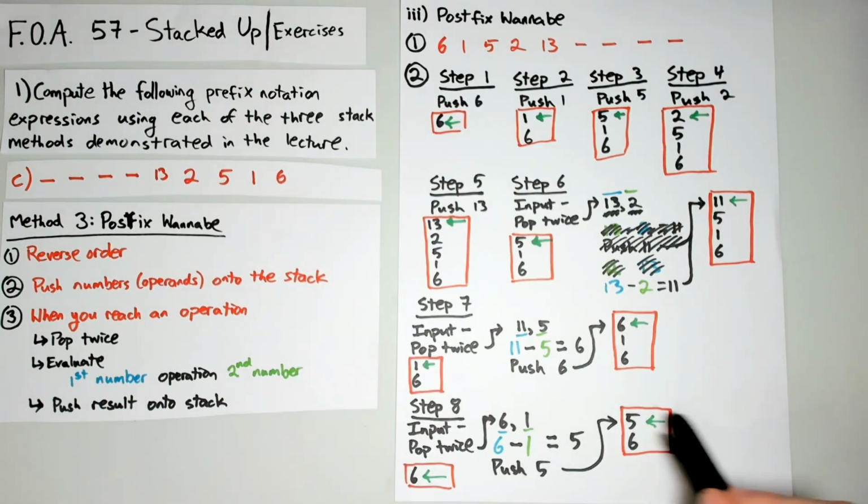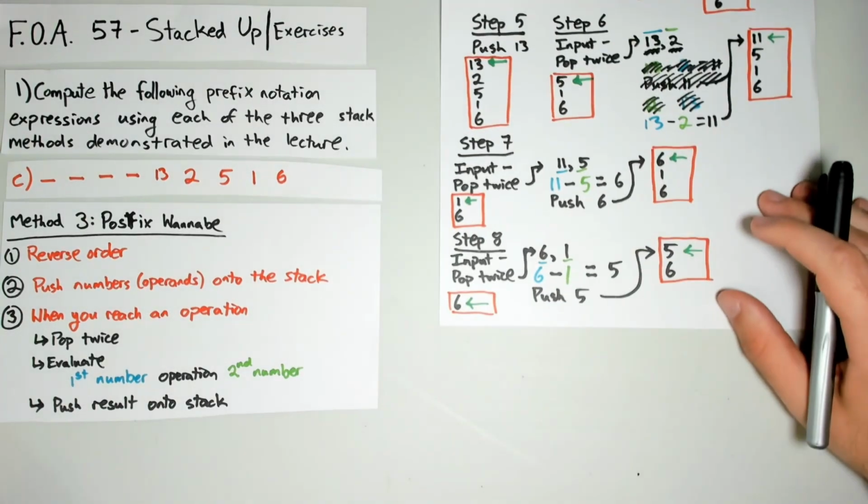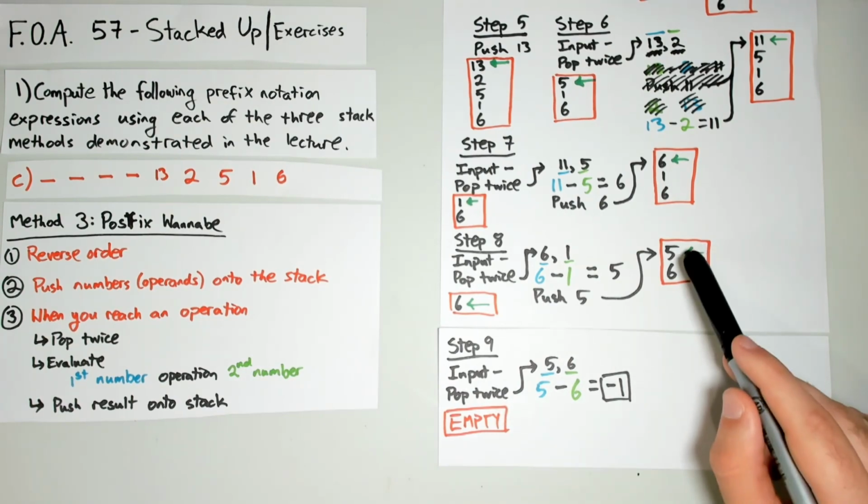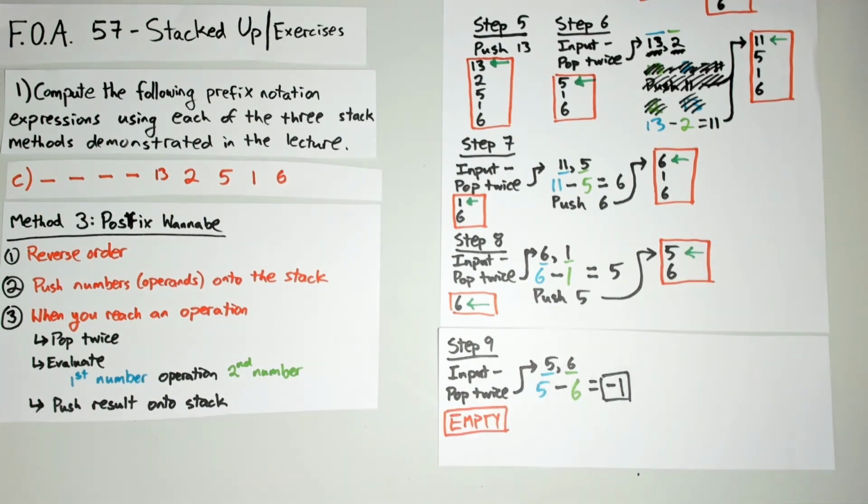So now we have 2 numbers left, 1 operation left. This is going to work out perfectly when we slide step 9 on into there, where we input a minus sign, popping twice to get our 5 and our 6. 5 minus 6 gives us -1. So method 3 gives us the same result.